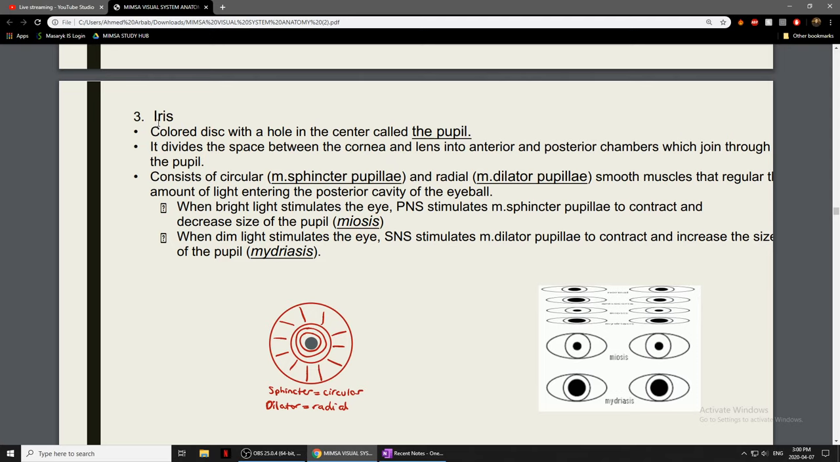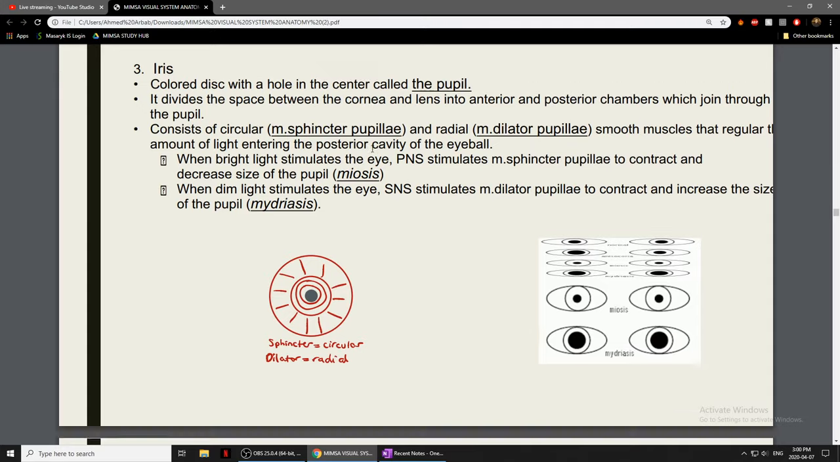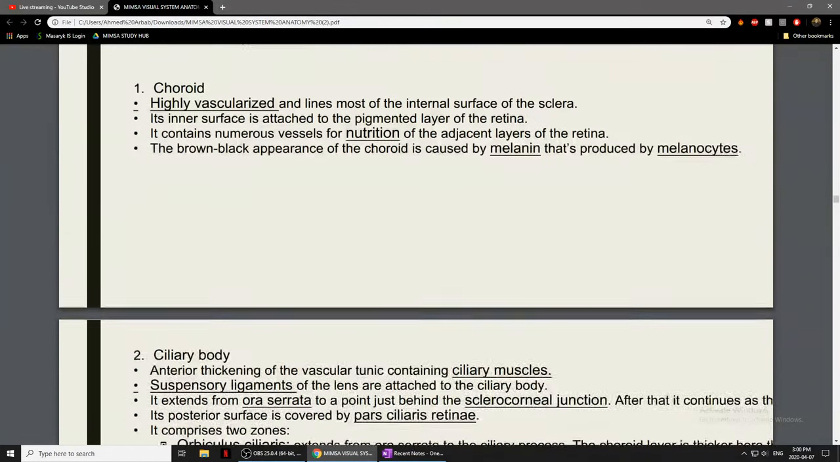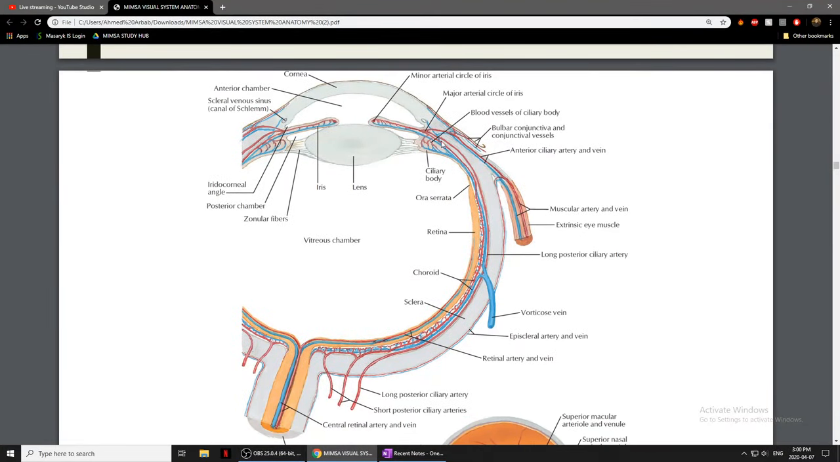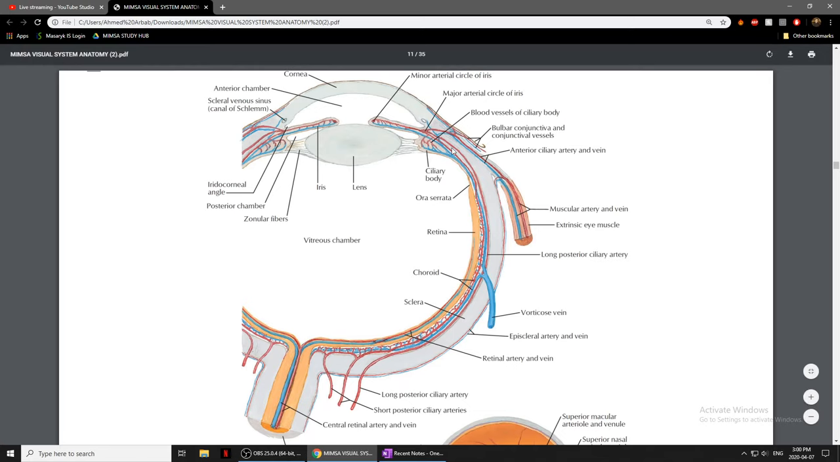So the iris is actually a main structure in the anterior part of the eye because it divides the space between the cornea and the lens. So the iris right here, a continuation of the ciliary body, it divides this anterior portion into an anterior chamber and a posterior chamber. So this entire area is the anterior chamber. That hole between the iris and the pupil, and this small portion right here on either side, it's a ring, a circle, so it's continuous all the way up here. And this entire area is the posterior chamber.